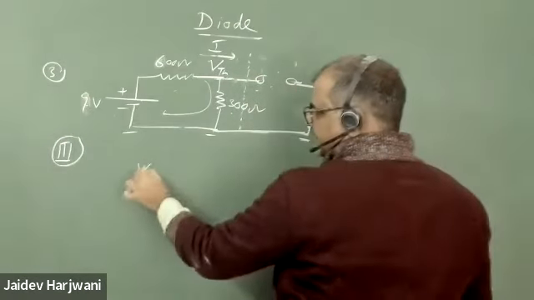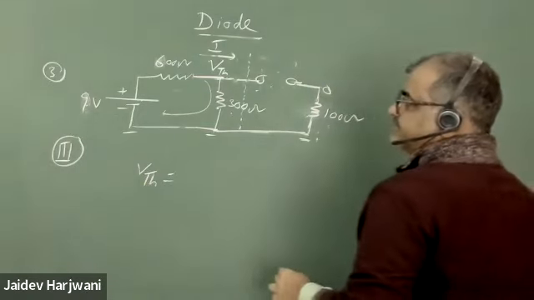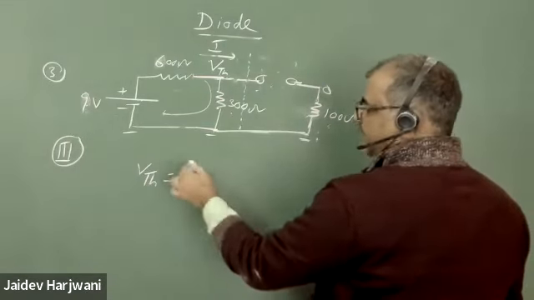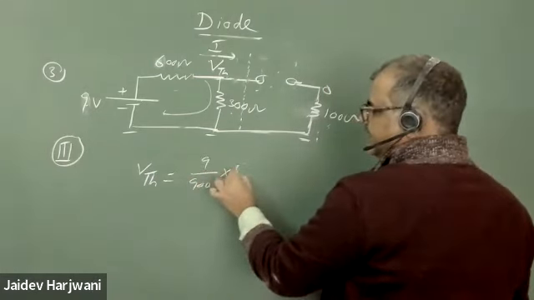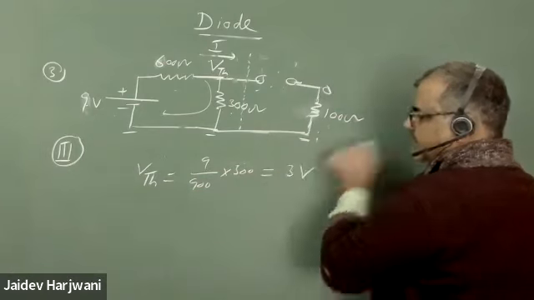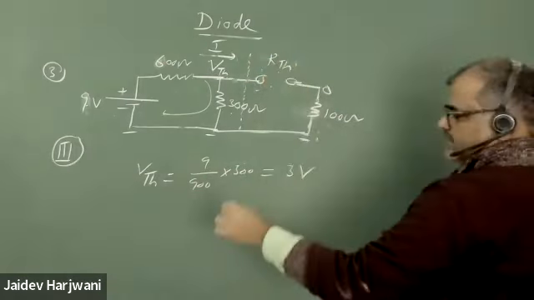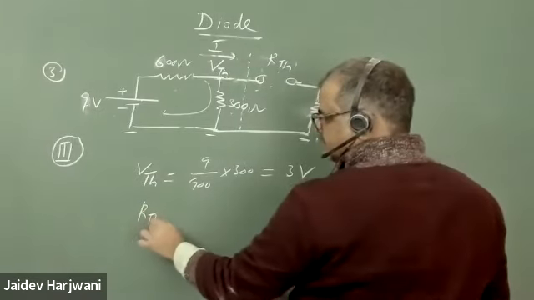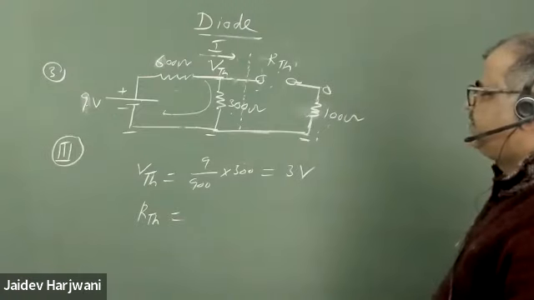So what is VThevenin? If I solve this one, 3 volt. Again coming 9 divided by 900 into 300. Again it's coming 3 volts. Now if I find RThevenin here, how much is coming? How much will come RThevenin?